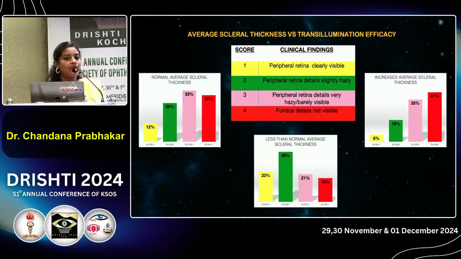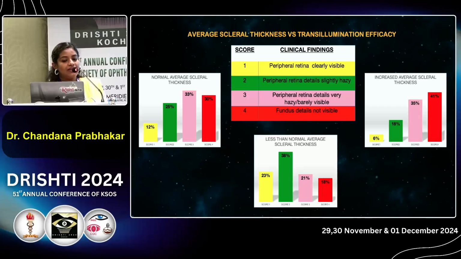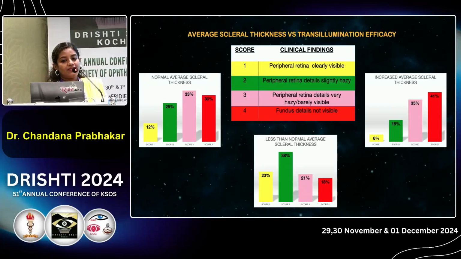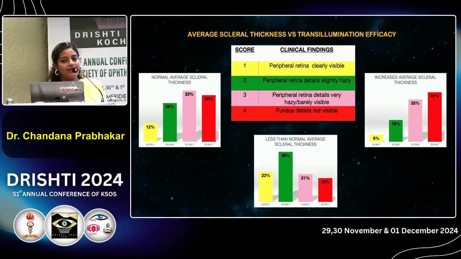The graph will provide a more visual analysis. That is, the scleral thickness is in the normal range. Then the retina is seen in 2 and 3 score. That is, it is either slightly hazy or barely visible.